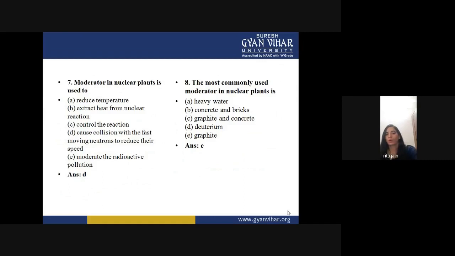Right, now we come to another question: which is the most commonly used moderator in a nuclear plant? One is heavy water, B is concrete and bricks, C is graphite and concrete, D is deuterium, E is graphite. Everyone knows that graphite is very popular and is used as a moderator in nuclear power plants. So E is the right answer.